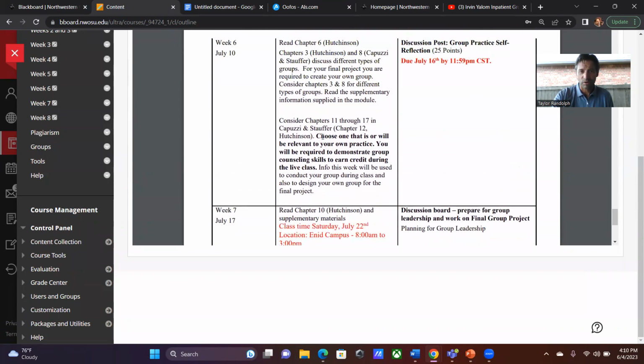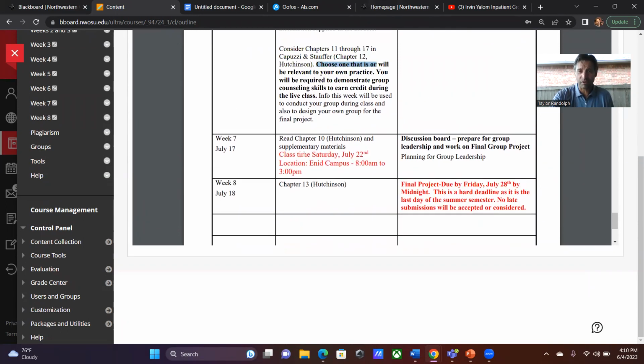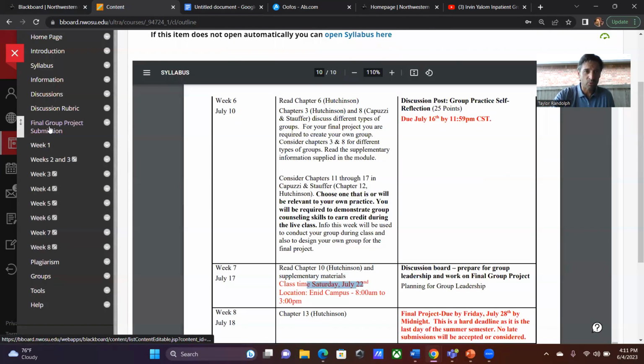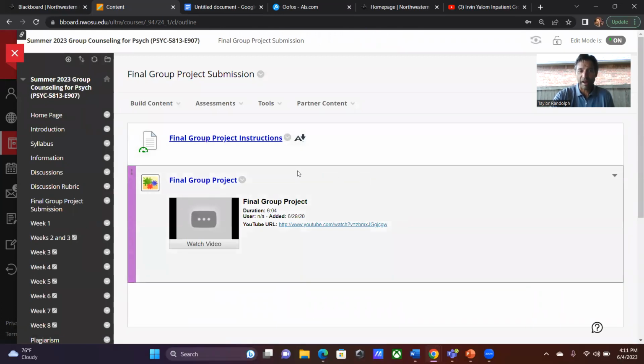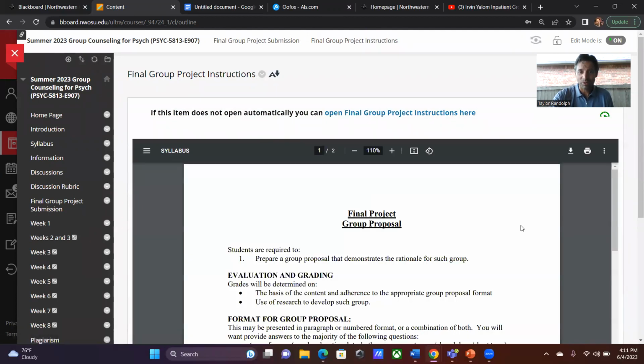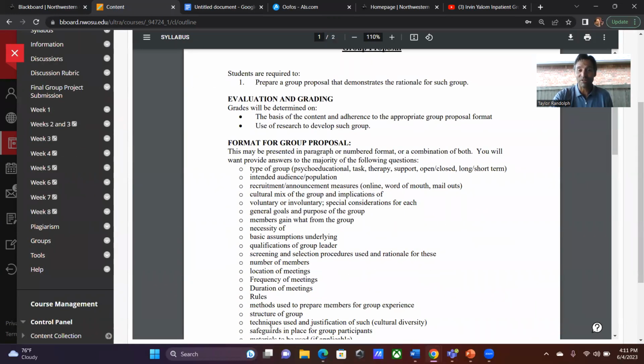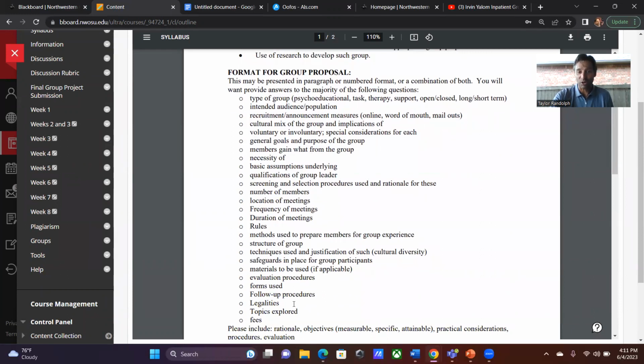And really in week 6 is where you start to develop your own group that you'll demonstrate. There's a question that comes up: I'll have to demonstrate a group on July 22nd, but I'm also responsible for this final group project where I have to design a group. Some people have asked, can I do the same thing? Yes, you can make the same group, but there's a very clear checklist that goes with this final group project. If you follow these bullet points and answer all of them, this is how you're going to get credit.